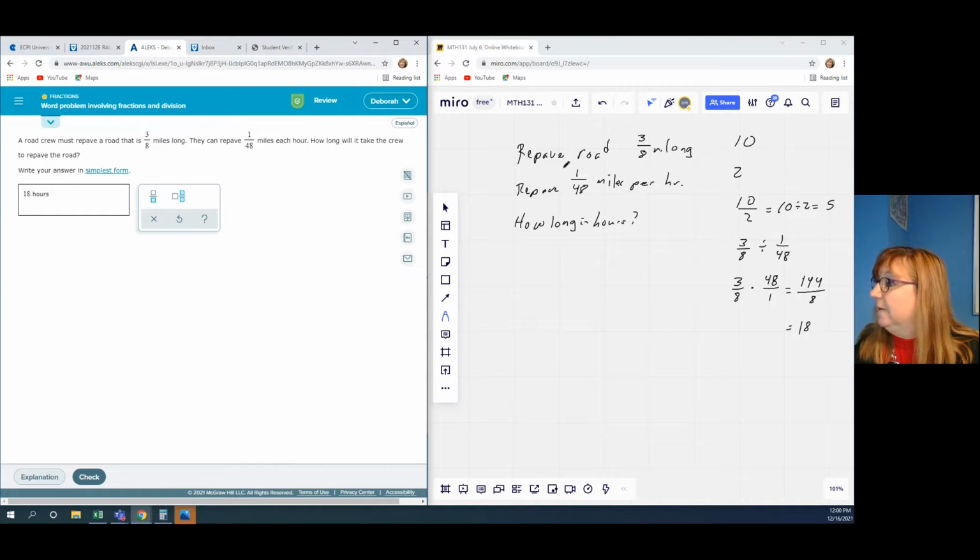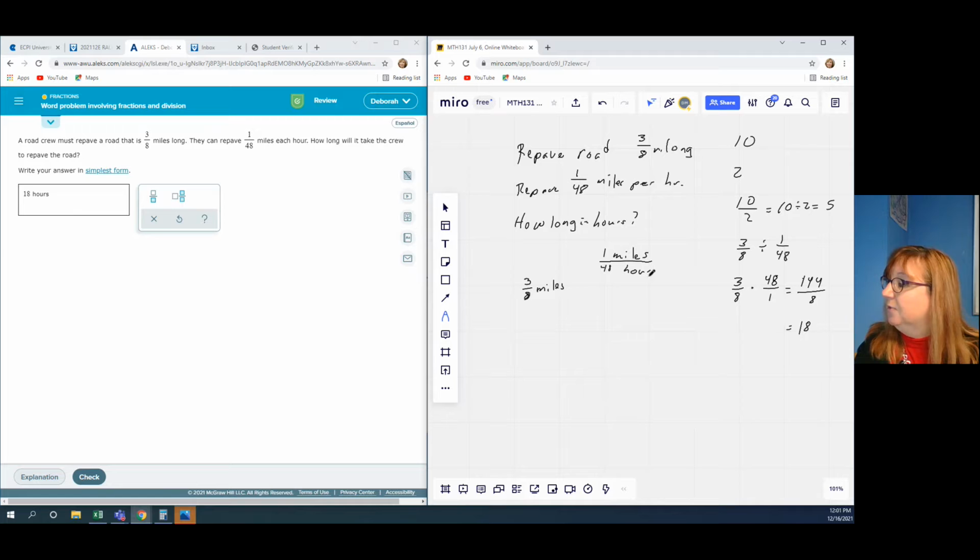Then I wanted to show you another way. They gave me the length of the road, the total length. So the road is 3/8 miles, and I want to end up with hours. And then they can repave at 1/48. When it says miles per, it means per always means divide. So this is 1/48 miles per hour.